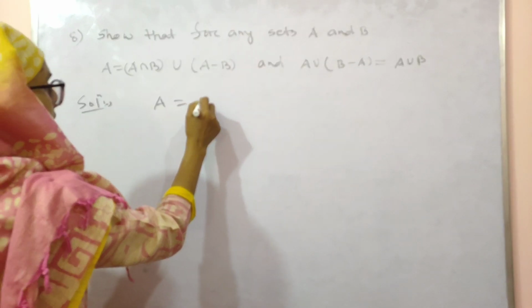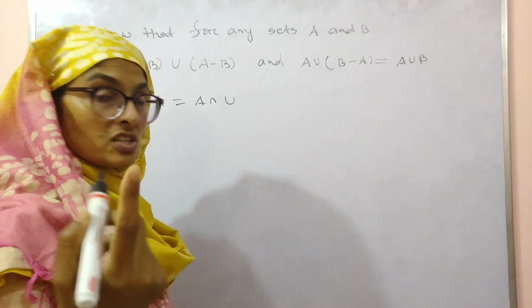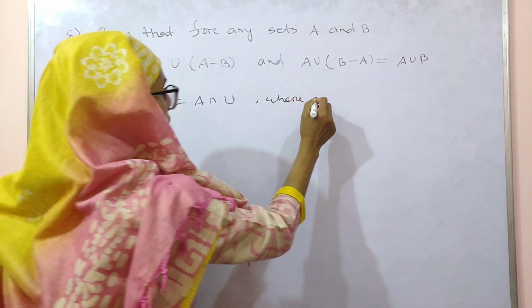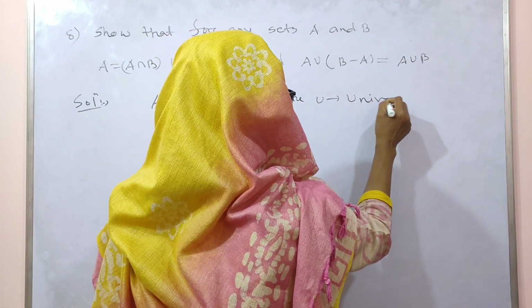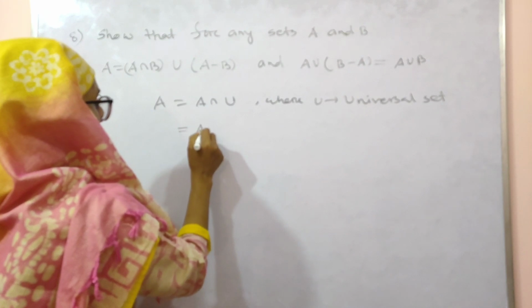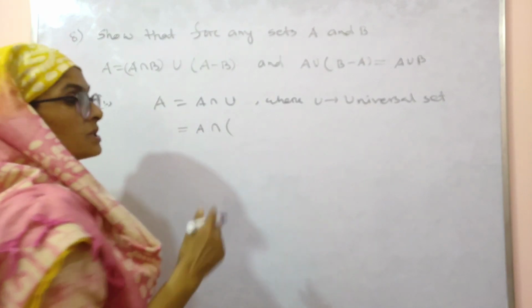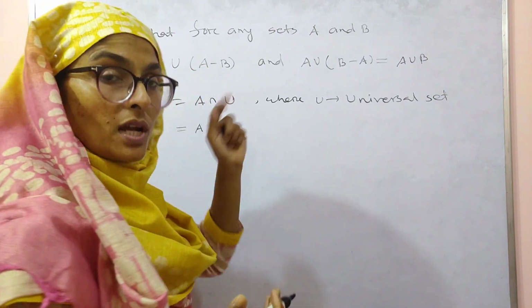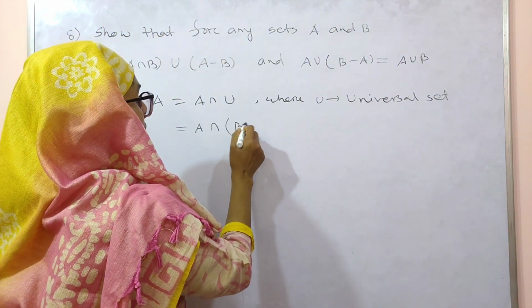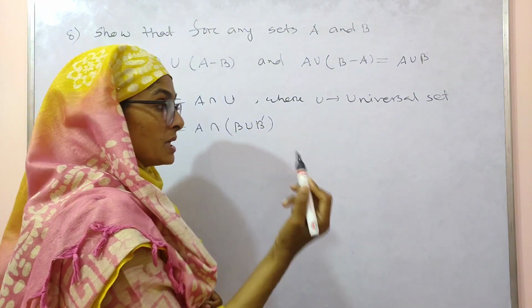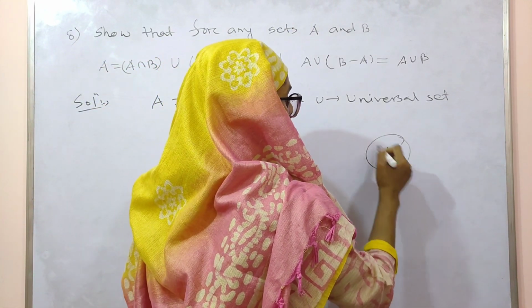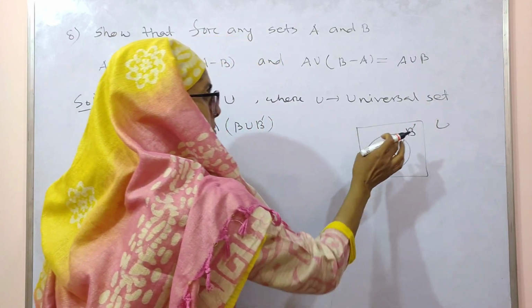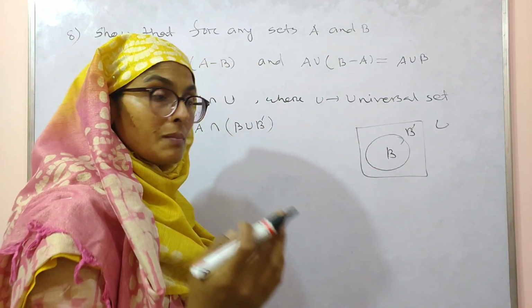A, you can write A intersection U, where U means the universal set. Next, you can write A intersection U. U means taking any set, say here B, so write down B union B complement. Say this one is set B and this one is B complement, so U means B union B complement.